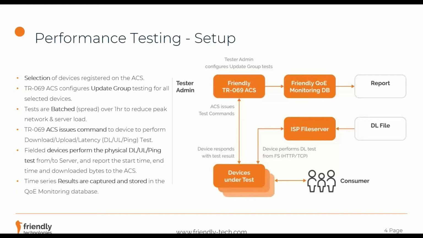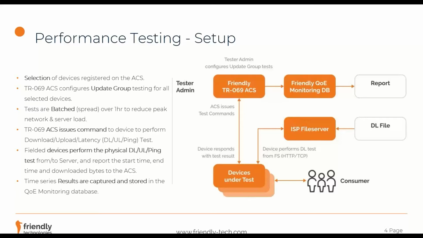So what then happens is basically the ACS sets up this update group to perform a latency, an upload, and a download test. So these are batched. It could be, if it's not hundreds, a couple of thousand devices that you may be testing as a sample set. And those are then batched over an hour of testing, because you don't really want to overload your network with a huge number of downloads or uploads all happening at more or less the same time. So you'd set that up to be batched over an hour-based testing.